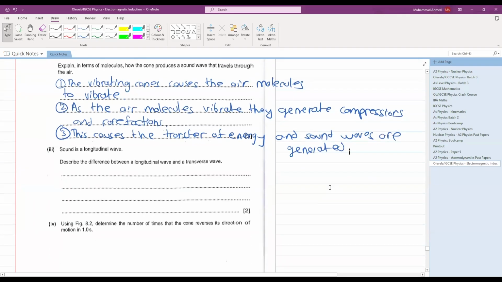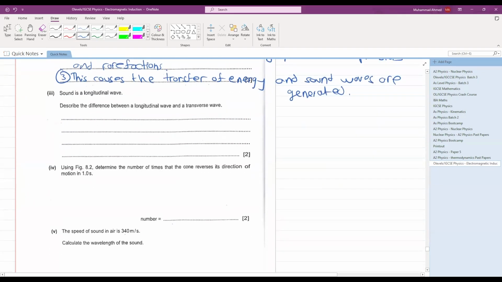Sound is a longitudinal wave. State the difference between a longitudinal and a transverse wave. In a longitudinal wave, the direction of disturbance is parallel to the direction of wave travel. And in a transverse wave, what happens? The direction of disturbance is perpendicular to the direction in which the wave travels. So it's pretty easy. I think I have done such a question in waves theory papers as well.